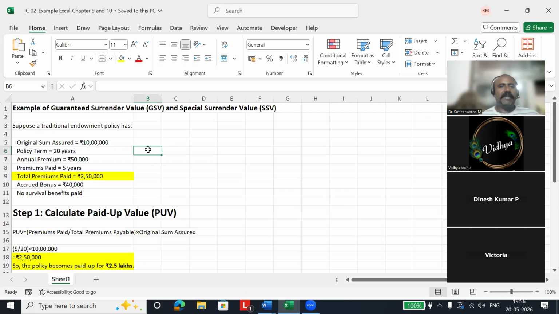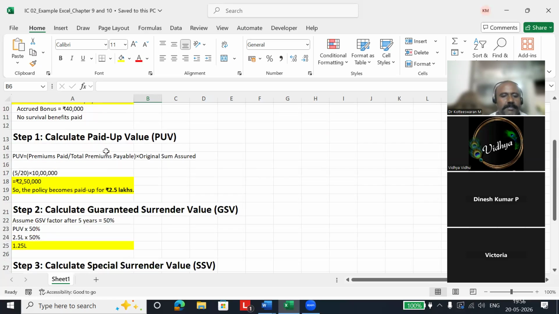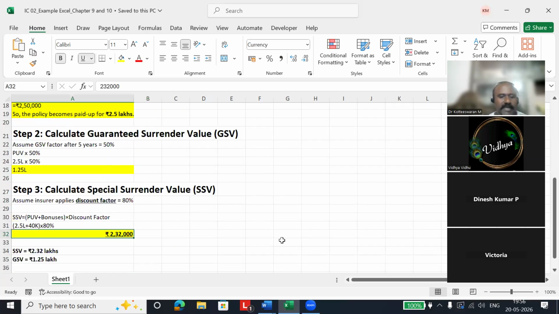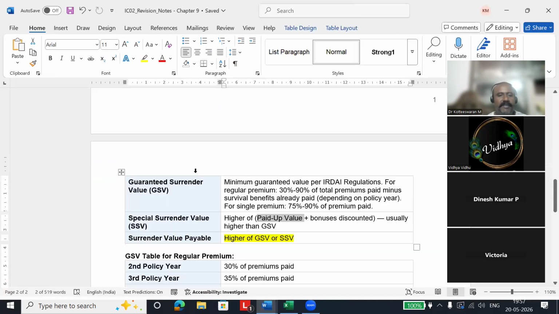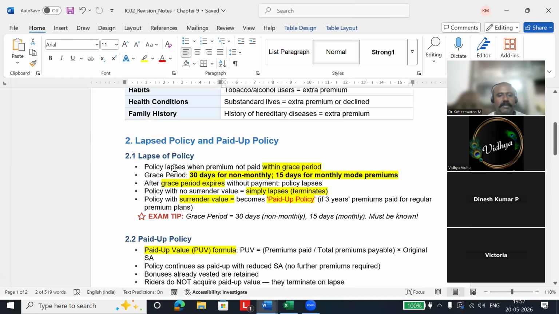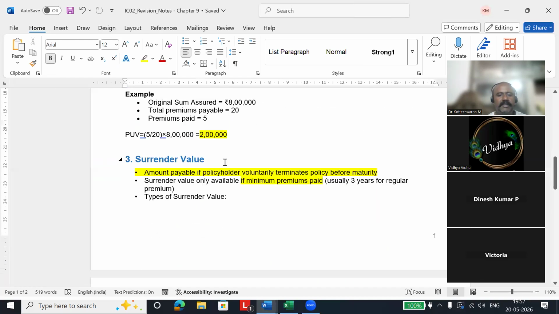If you stop paying, the paid up policy will be live for the 20 years. It will cover whatever purpose you have taken it for. If you surrender, you won't get 2.5 lakhs, you will get less, 2.32 lakhs, but they will pay it immediately into your hands. So this is the difference between lapse, paid up policy and surrender value.